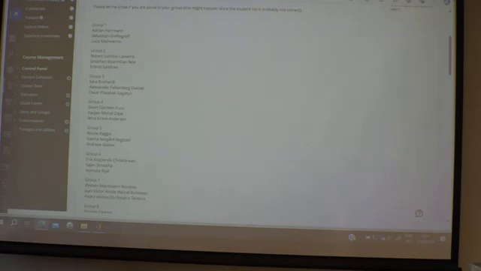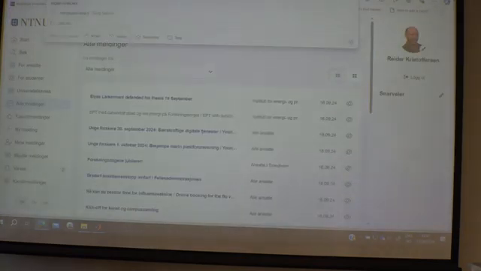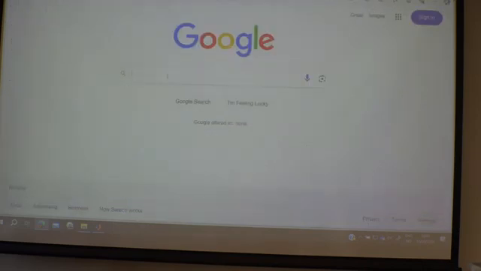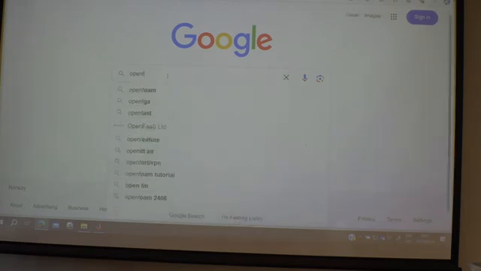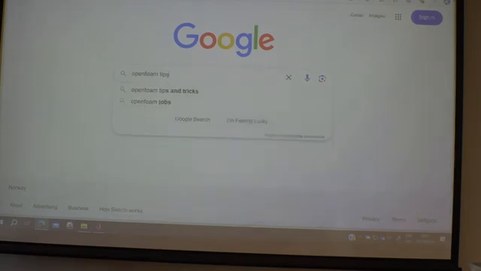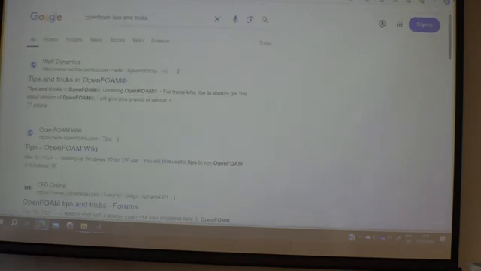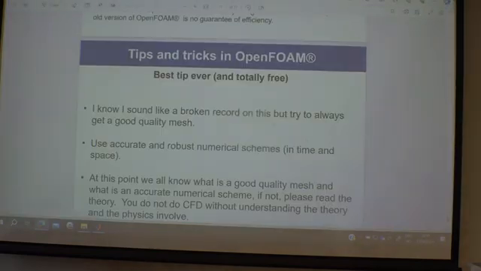Now let's have a look at tips and tricks in OpenFOAM. OpenFOAM tips and tricks. What do you know? Here we find it. I'll put this one out on the homepage later. This is quite nice actually. Tips and tricks in OpenFOAM.